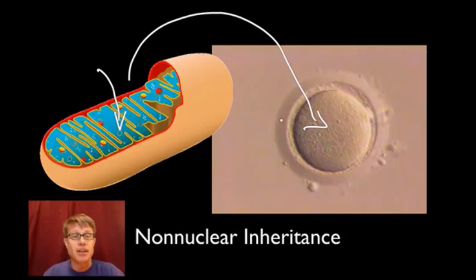The neat thing about it is there's no crossing over, there's no meiosis. And so we can look at changes within that mitochondrial DNA. We can see mutations, and then we can trace evolutionary history, just like in the graphs I talked about at the beginning.